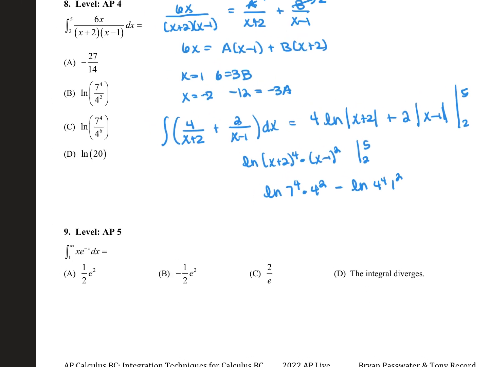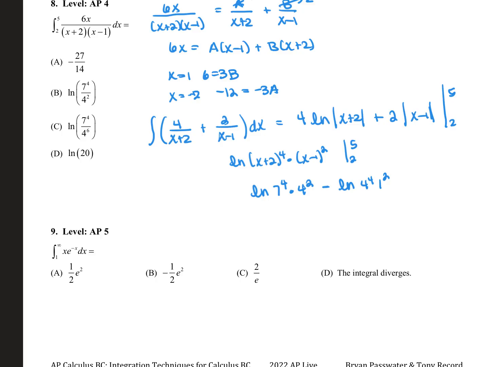So now I can take these and they are subtracted. So I'm going to go ahead and divide them now. So you're going to have the natural log of 7/4 times 4 squared divided by 4 to the 4th. So that's going to work out to be natural log of 7 to the 4th over 4 squared, which is b.